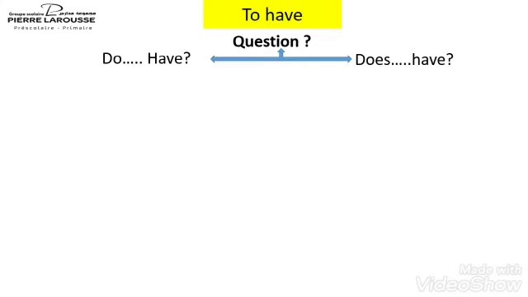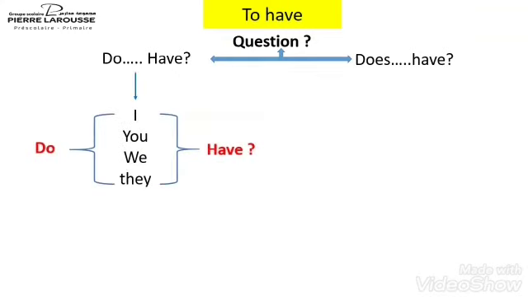Let's start with do and have. Do you have? So this is what I say in a question. I say, do I have, do you have, do we have, and do they have. So here I'm asking, it is a question. For example, do you have a car? Do you have a brother? So here I'm asking you.